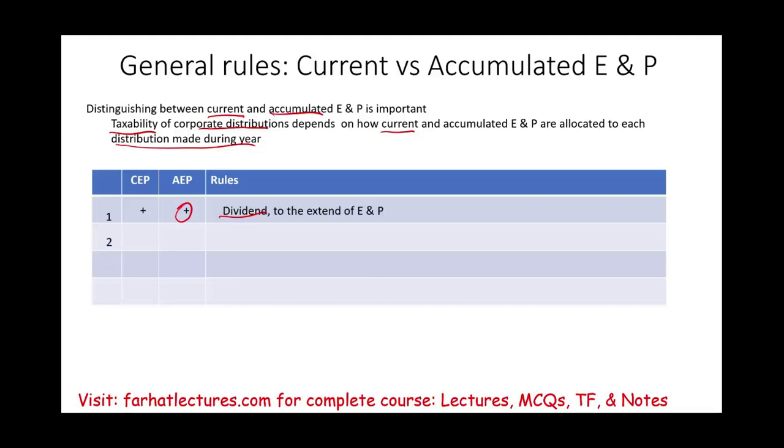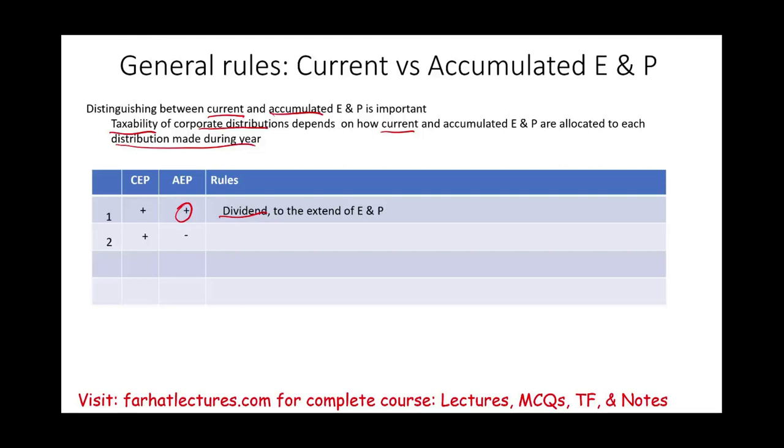The second scenario, you could have a positive current earnings and profit. So this year you have a positive taxable income plus or minus the adjustment. So you have the ability to pay dividend from the current year. But from the prior year, you have a deficit in AEP. In other words, you don't have a positive AEP from prior year.